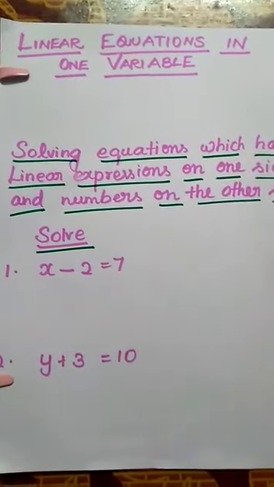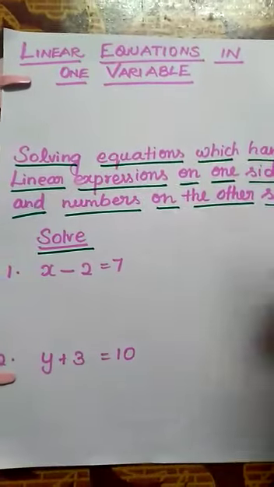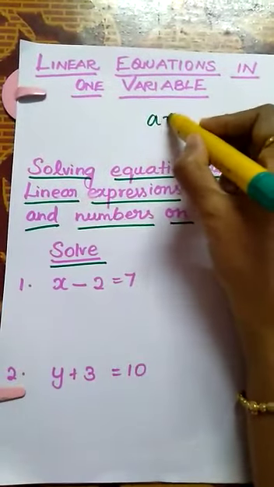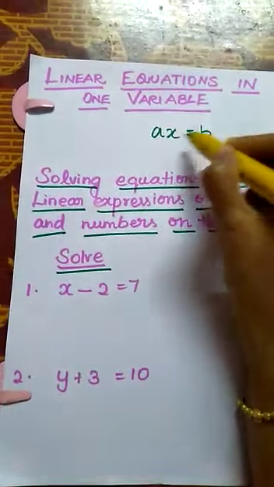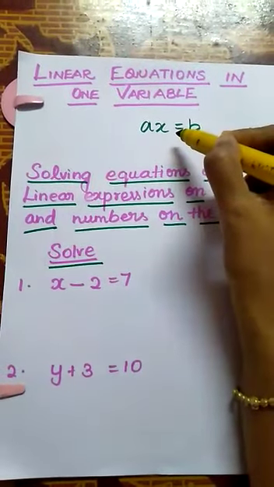What is a linear equation? A polynomial of degree 1 is called a linear equation. For example, ax = b. This is the general format of a linear equation. An equation essentially contains an equality sign.